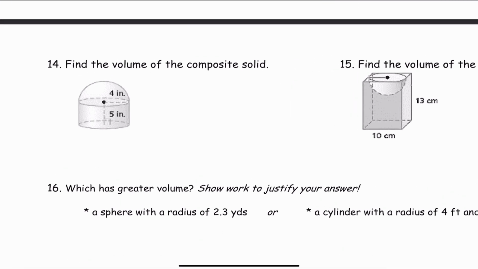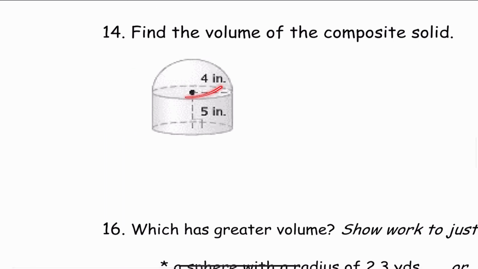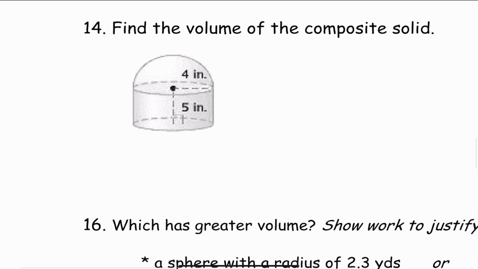Number 14, find the volume of the composite solid. Okay, so if I'm trying to find the volume of the composite solid, what figures do I see here? I see a sphere and I see a cylinder. So you need to find the volume of the, this is the hemisphere and this is the cylinder. So you need to find the volume of the hemisphere, and you need to find the volume of the cylinder.